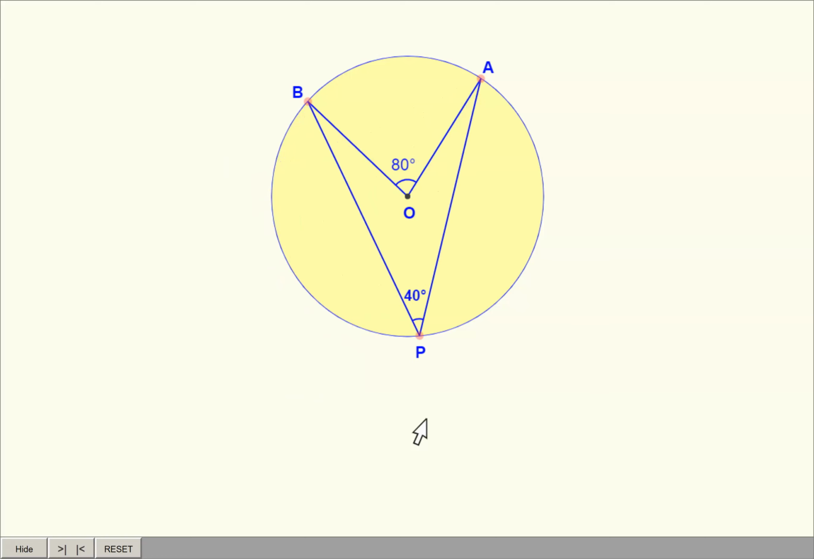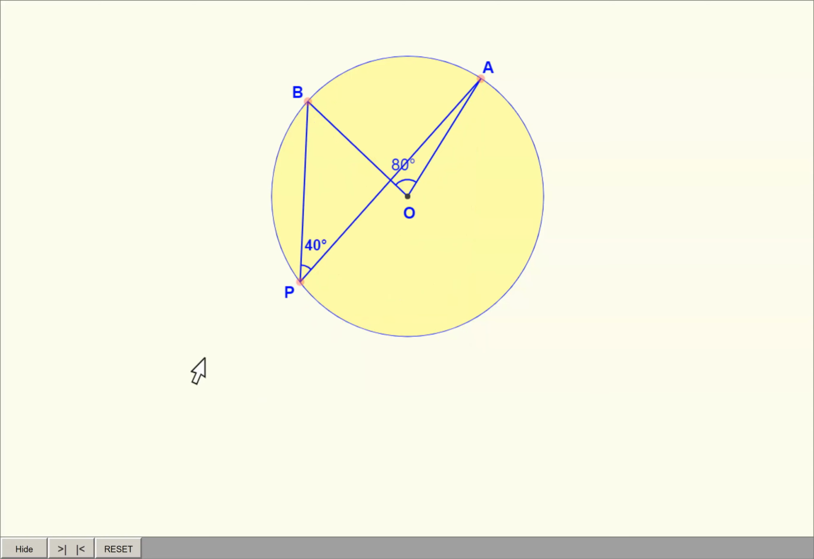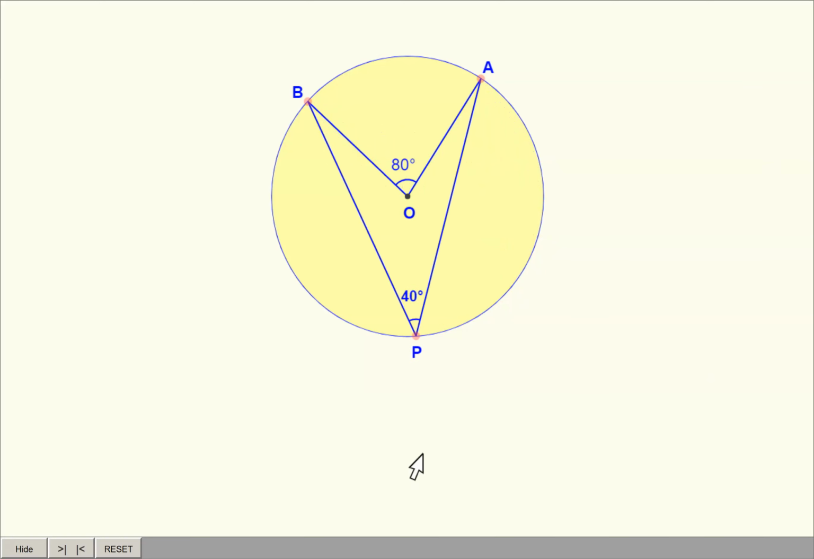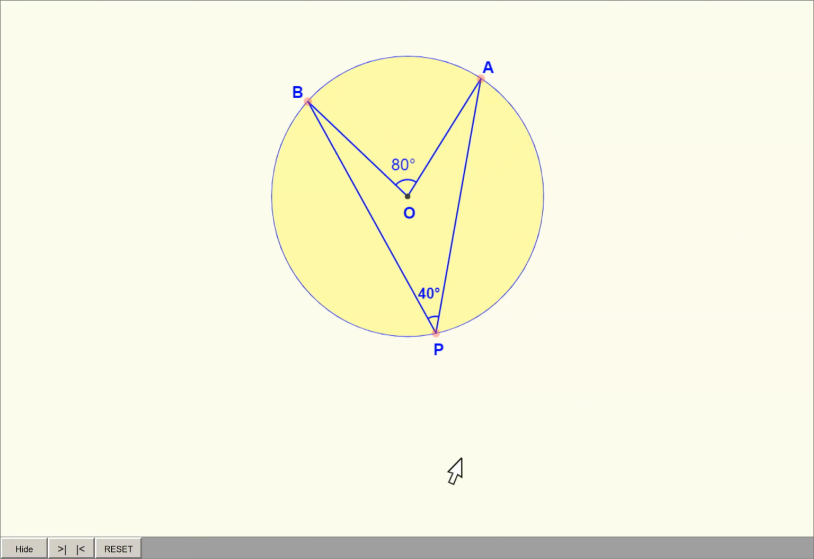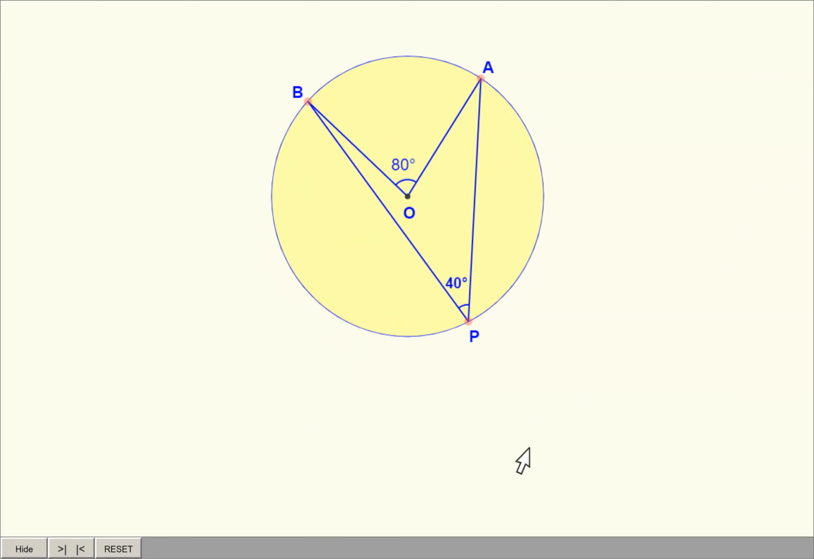So all of these inscribed angles, every single angle here that has a central angle of angle BOA, the inscribed angle has a measure here of 40 degrees, and the central angle has a measure of 80 degrees, and the arc has a measure of 80 degrees.